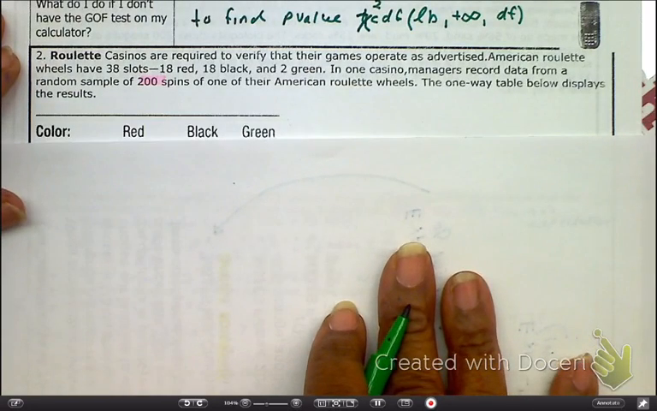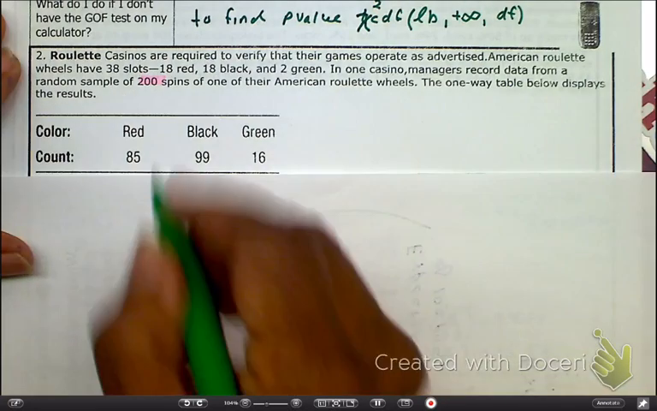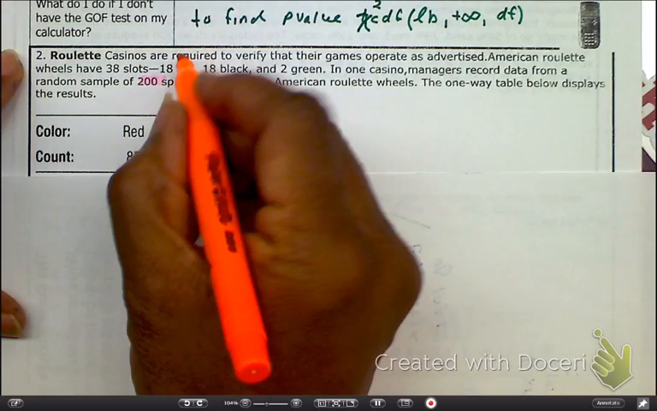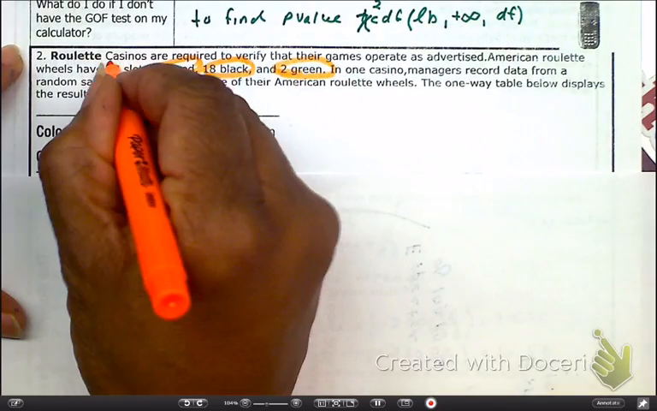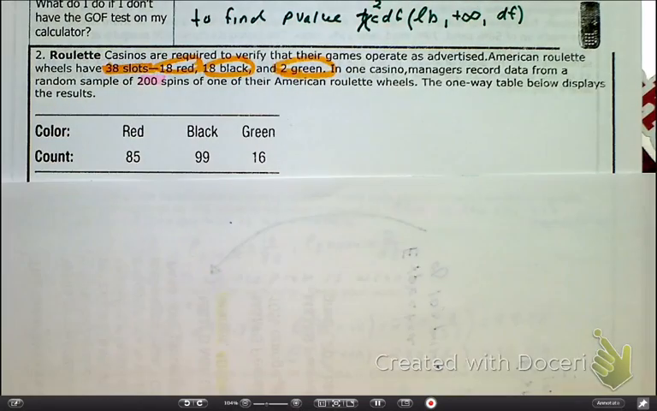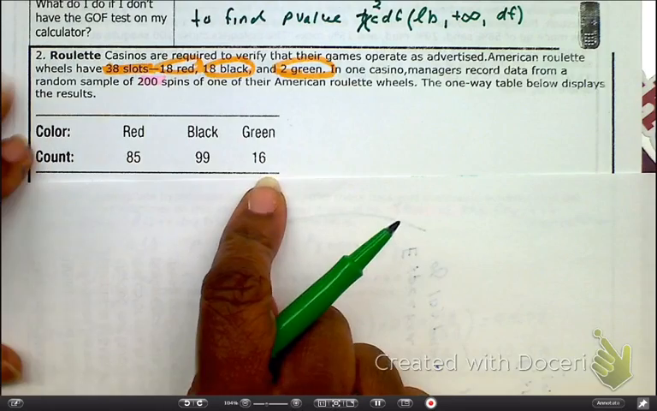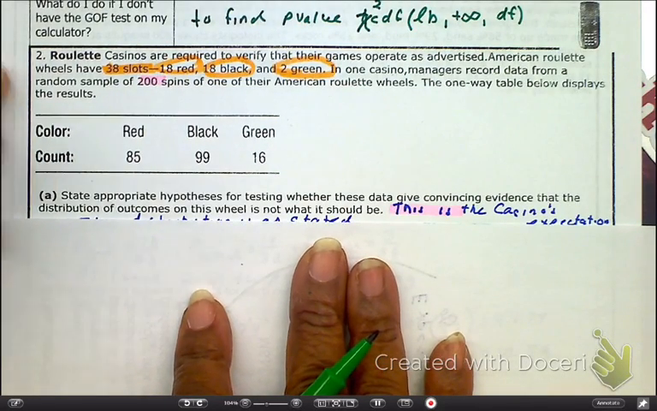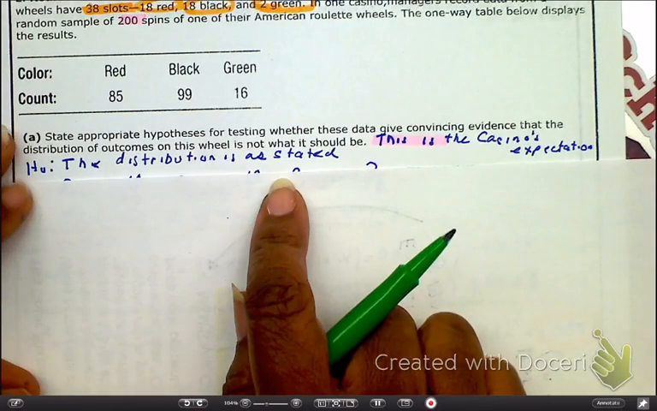Okay, welcome back. So here, this casino apparently has, out of the 38 slots, 18 red, 18 black, and 2 green. I know nothing about gambling, so I don't know the significance of that, other than that's how a roulette wheel is designed. Okay, but on one table, this is the actual display. So our step one is to state the appropriate hypothesis test. So remember, the casino is saying this distribution is as stated.